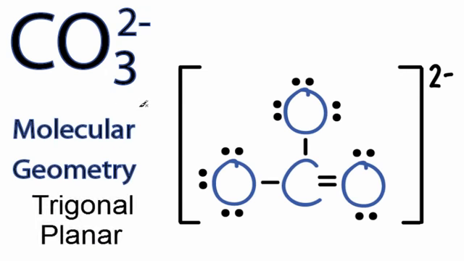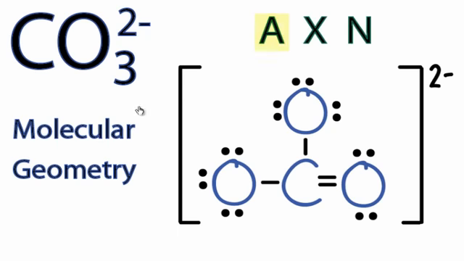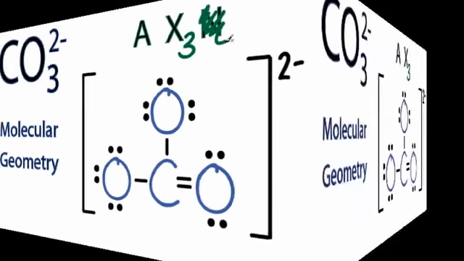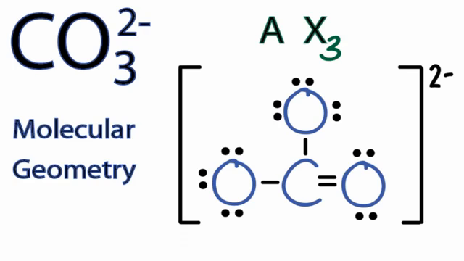We can also use the AXN notation to make sure we have the correct molecular geometry for CO3 2-. A, that's the carbon, and then X, that's the number of atoms bonded to the carbon. There are three oxygens, so we'll put a 3 there. And N, that's the number of non-bonding electron pairs. All of the electron pairs are involved in chemical bonds between the carbons and the oxygens, so we can just ignore N. So you could have memorized that AX3 is a trigonal planar molecular geometry.